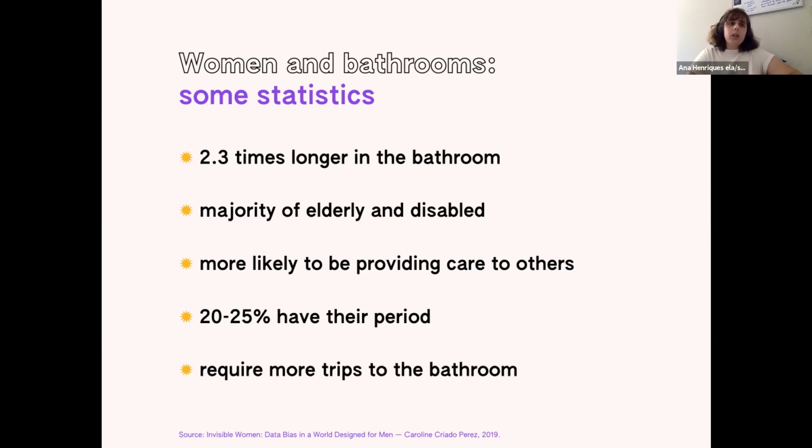And also, women tend to require more trips to the bathroom. Pregnancy significantly reduces bladder capacity, and women are around 8 times more likely to suffer from urinary tract infections. Now, considering all of this, I hope it's clear that this neutral approach to supposed equality is woefully inadequate.